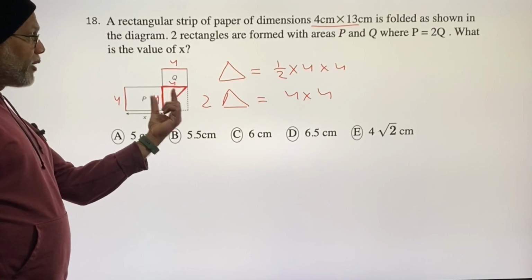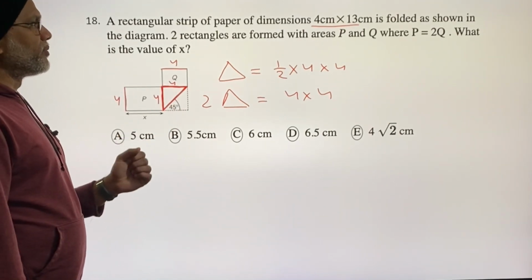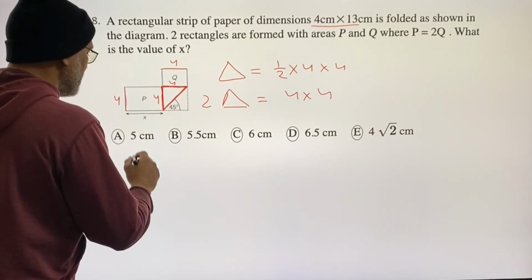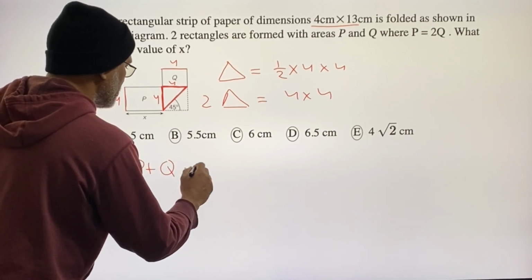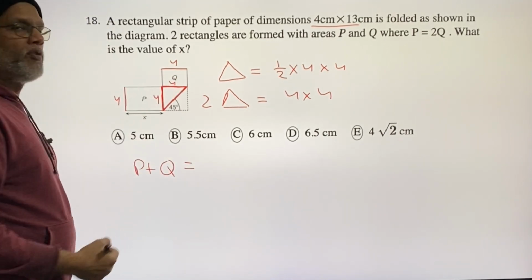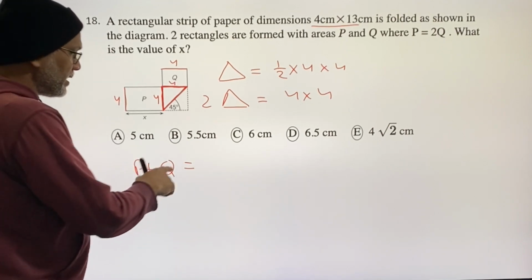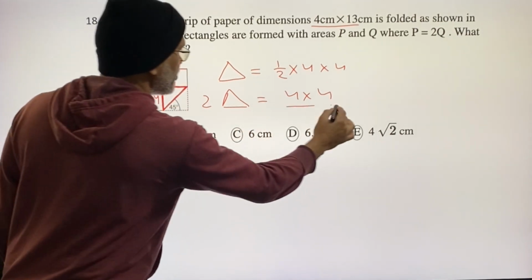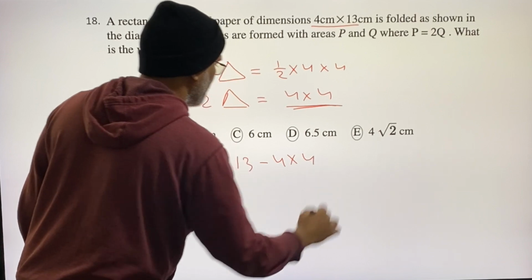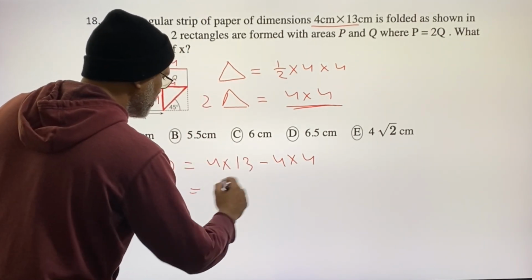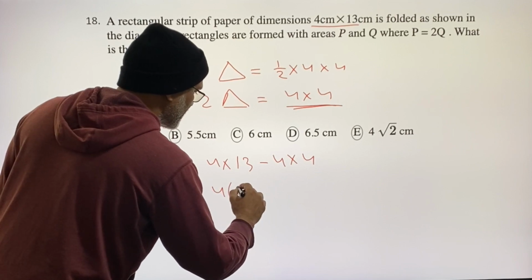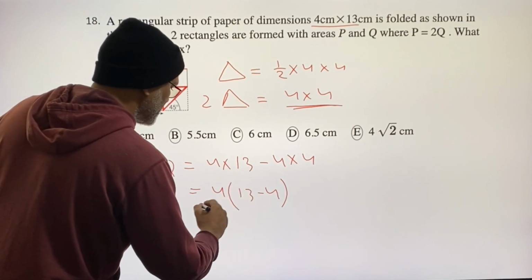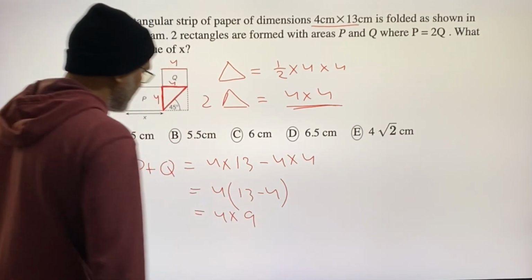So if I take away the folded area from the entire area, what I'll be left with is just P and Q, right? So P plus Q is the area that is left. If I take away the folded area, the total area is 4 times 13 minus the folded area I just found, which is 4 times 4, right? If I use the distributive property, it is going to be 4 times 13 minus 4. I'm just using the distributive property here. So this is going to be just 4 times 9, right?